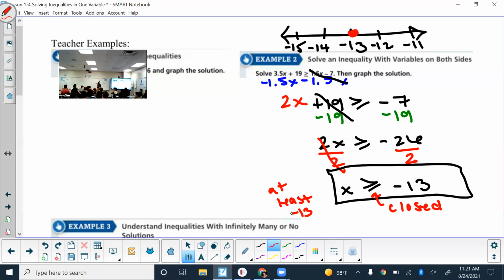As I was saying, if it's at least negative 13, that means it can be exactly negative 13. That's why there's an equal to part in there. But if I said it needs to be over negative 13, can it be exactly negative 13? No, so that's when it would be an open circle. Does that make sense? All right, one more thing, we have to draw the direction of the arrow. So think about it first. Will it go to the left or to the right?